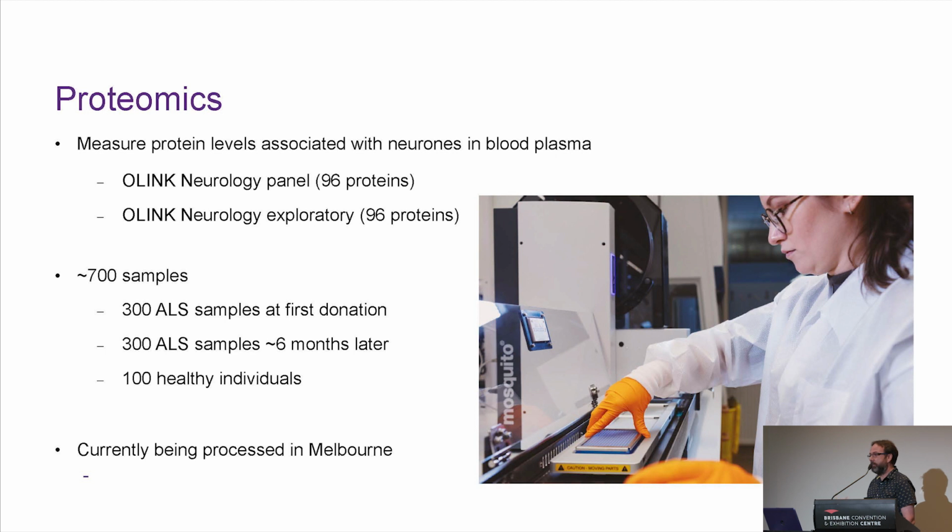And then the same people again about 6 months later. It really depends when they came into the clinic and the spacing between, but average of about 6 months later. So we're getting 2 time points for these 300 people, and we're also getting 100 healthy individuals done. So this is currently being processed in Melbourne.